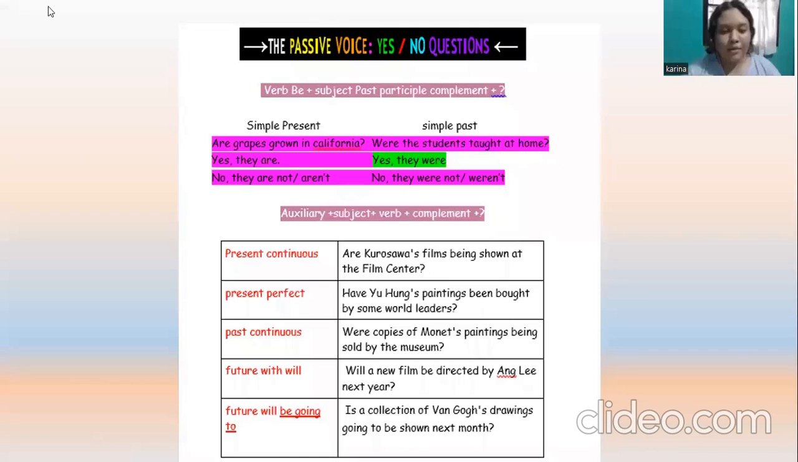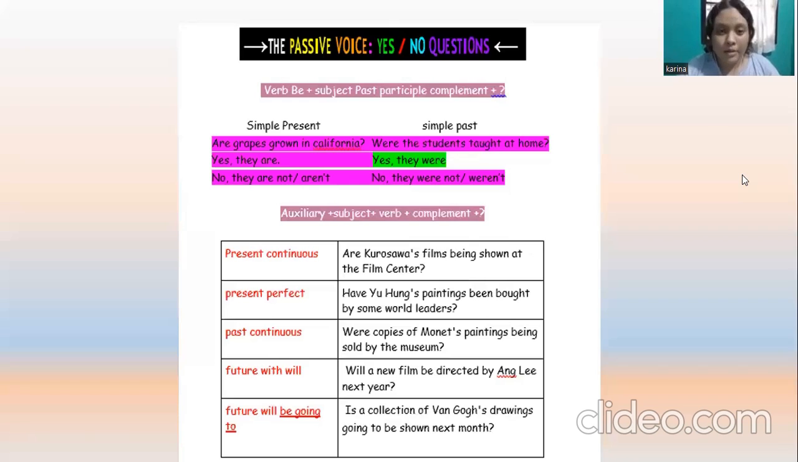Hello guys, I'm going to talk about the last topic for this video. First of all, the structure can change depending on the grammatical tense we use. For example, we have the simple present and the simple past. Very easy example. The structure is the verb be plus subject plus the verb in past participle plus complement plus the question mark.